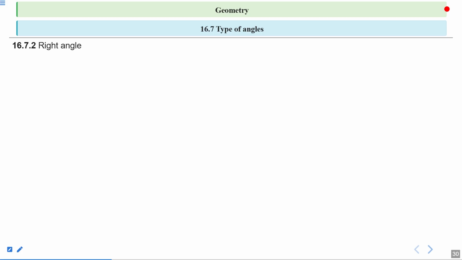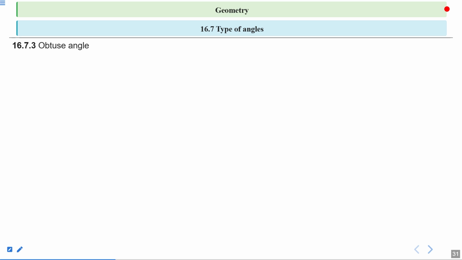Second one is right angle. A right angle is defined as an angle where the angle between two sides is 90 degrees. So AB is perpendicular to BC, so we can say that theta is exactly 90 degrees.